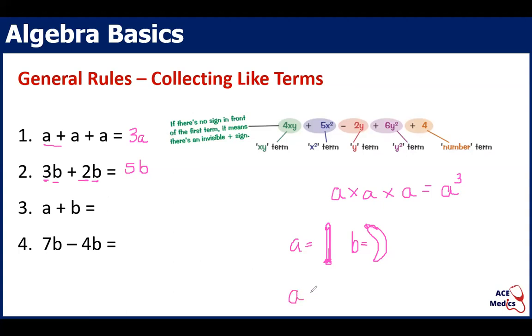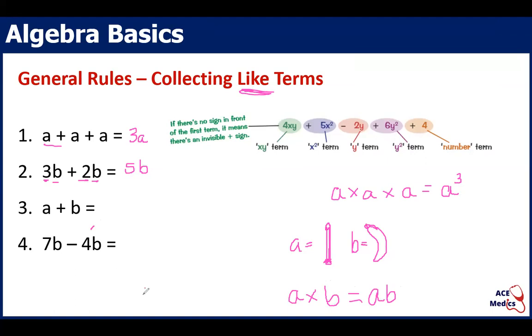Now, the one that catches everyone out is a plus b. If we're doing a times b, that's fine. It doesn't matter. They're the same. They're different letters, but we just get rid of the multiply sign and put them together. But a plus b, we cannot add because they are not like terms. Collecting like terms means collecting terms that are exactly the same to each other, okay? So a and b are different.